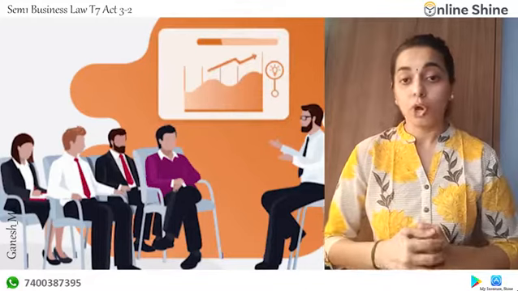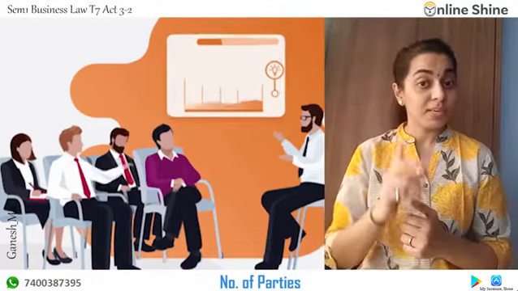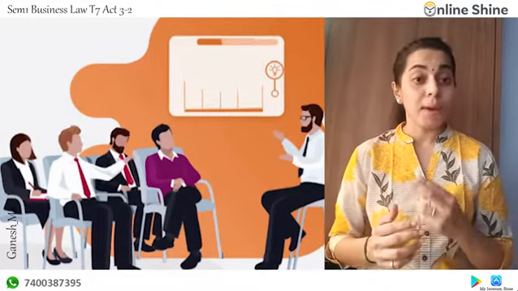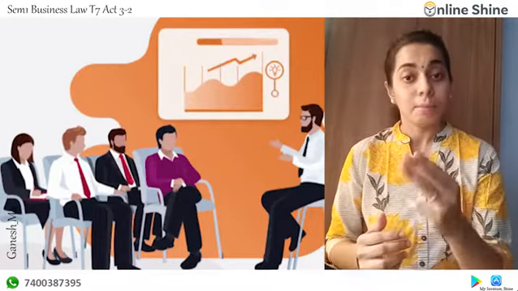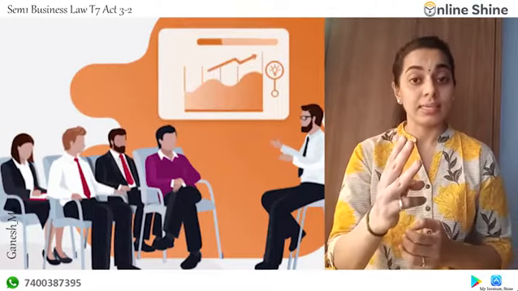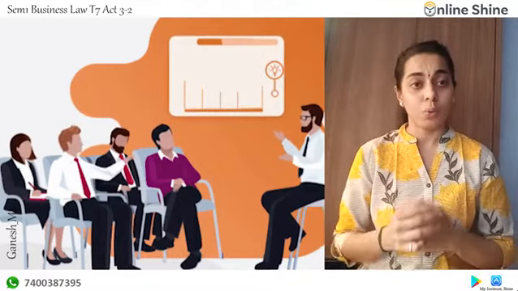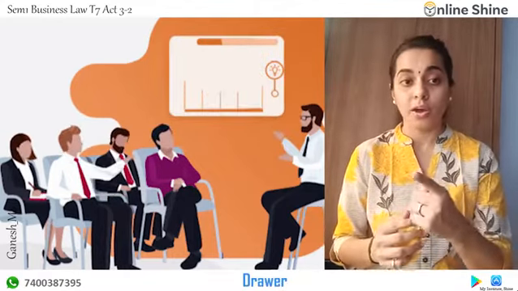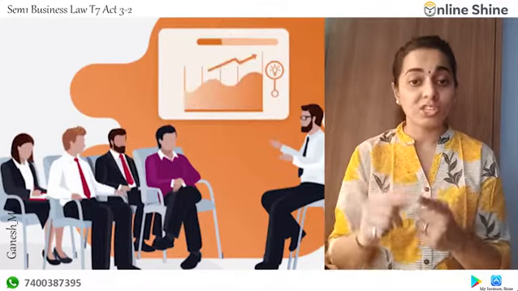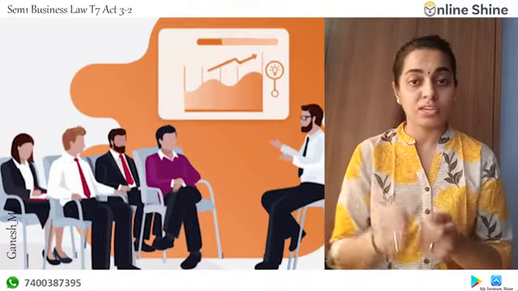Second point, the number of parties. Over here there is one more difference. The number of parties involved in a bill of exchange is 3. Think over how we are talking about 3. One is a person who is a drawer, who draws the bill of exchange, who is making the bill of exchange.